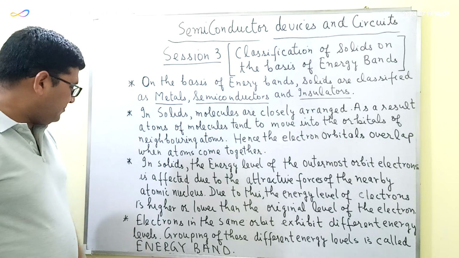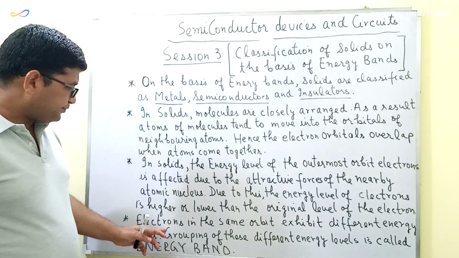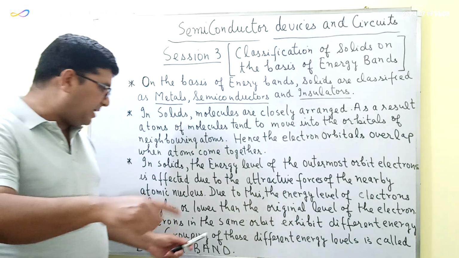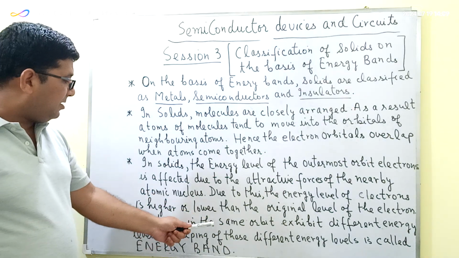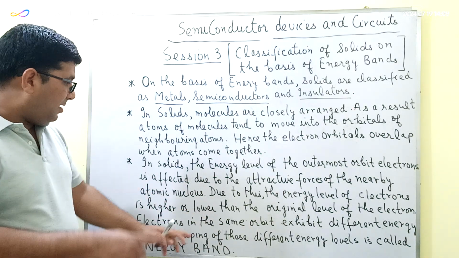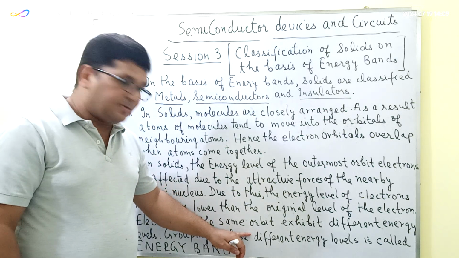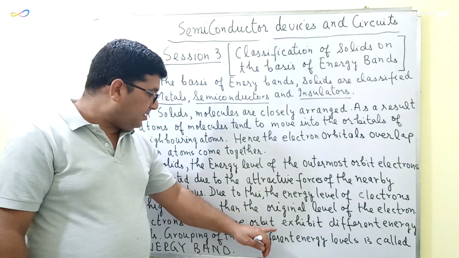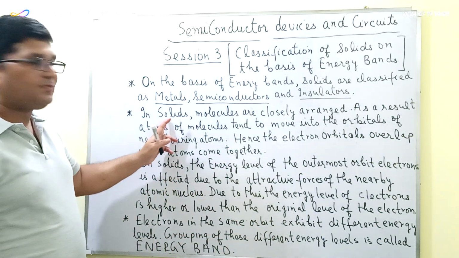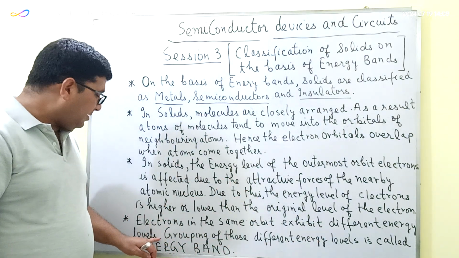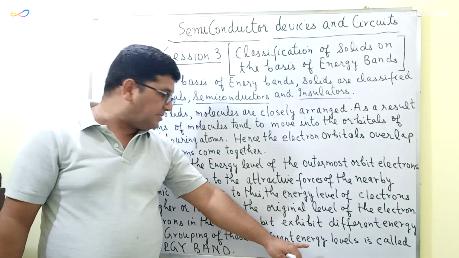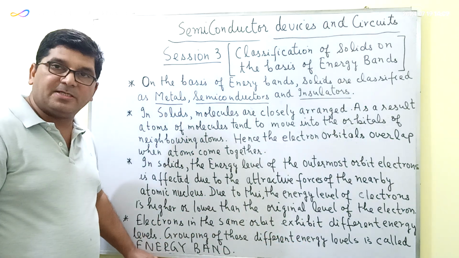Now, the next point is that the electrons which are revolving in the same orbit, that is, the outermost orbit, in the case of solids, exhibit different energy levels, and the grouping of these different energy levels is called the energy bands.